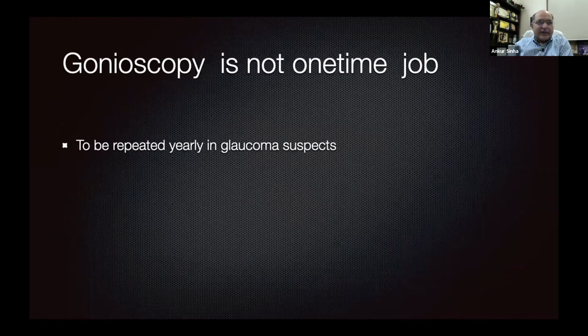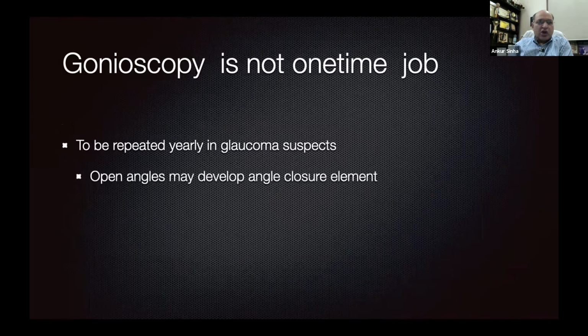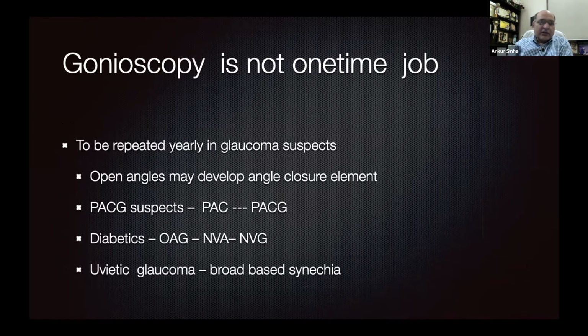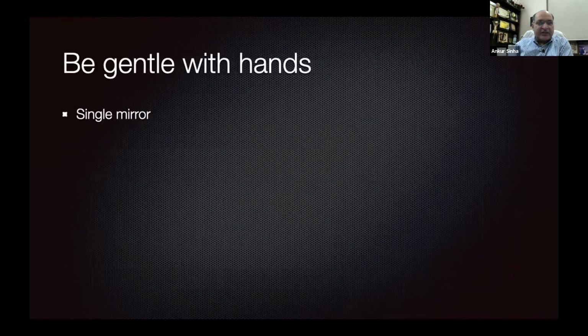Gonioscopy is not a one-time job. It has to be repeated in almost all glaucoma patients and glaucoma suspects, because open angle patients may develop angle closure. PACG suspects may move on to primary angle closure glaucoma. Diabetics can develop open angle glaucoma or NVI or NVA, and then they move on to neovascular glaucoma. Uveitic glaucoma patients can have broad-based synechiae, and they can have this angle closure kind of picture again.